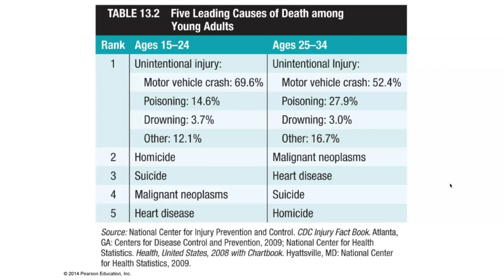Poisoning is the next one, and then drowning. And then other, that could be just any other types of accidental injuries or deaths. If you look at the 15 to 24 age group, homicide, suicide, malignant neoplasms, that's cancer, and then heart disease make up the remaining 5. For 25 to 34, you've got malignant neoplasms, and then heart disease increases up to 3, and then suicide and then homicide round out the top 5. But like I said, motor vehicle crashes is the number one for unintentional injuries.